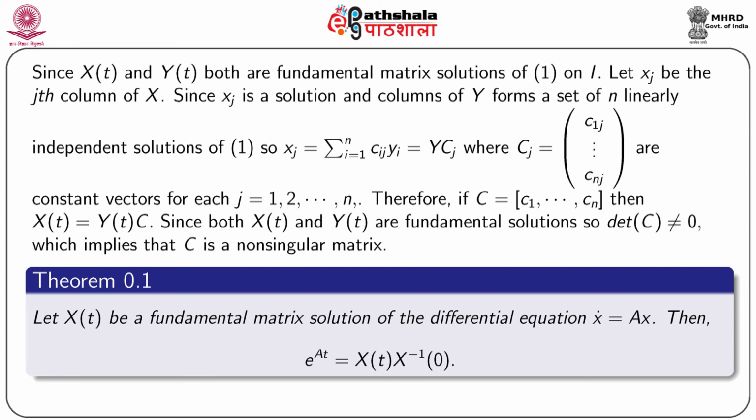Since X(t) and Y(t) are both fundamental matrix solutions of (1) on the interval I, let x_j be the jth column of X. Since x_j is a solution and the columns of Y form a set of n linearly independent solutions of (1), x_j equals the summation over i equal to 1 to n of c_ij y_i, which we write as capital Y into capital C_j, where capital C_j is an n cross 1 column vector whose elements are c_1j, c_2j, up to c_nj, and is a constant vector for each j equal to 1, 2, up to n.